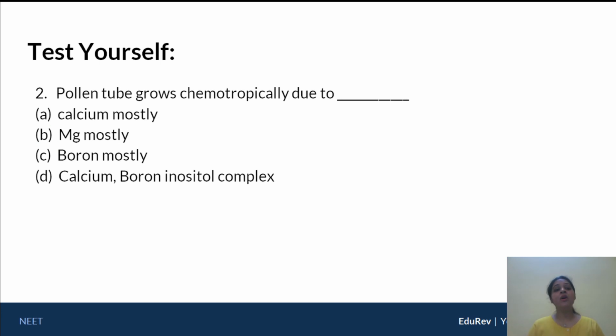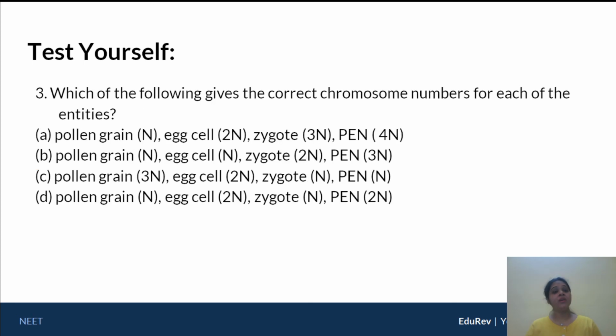Second one. Pollen tube grows chemotropically due to dash. Calcium mostly, magnesium mostly, boron mostly, calcium boron inositol complex. So this is very straightforward. We've already discussed it. The answer here is D, that is calcium boron and inositol complex.